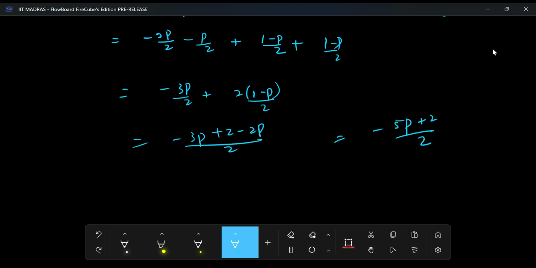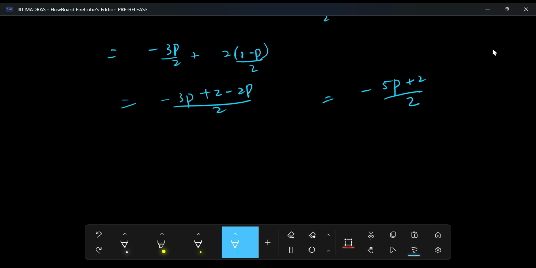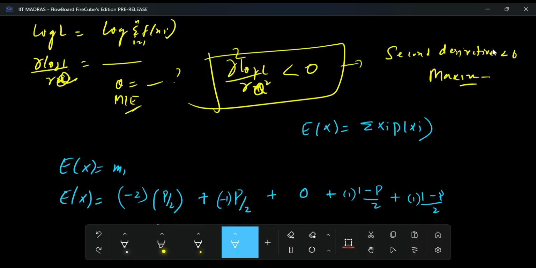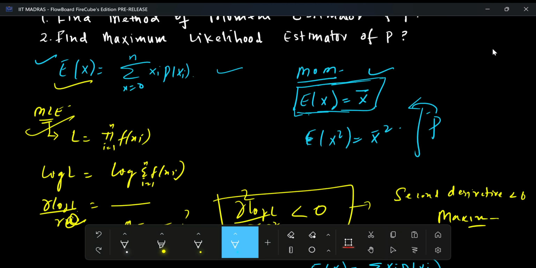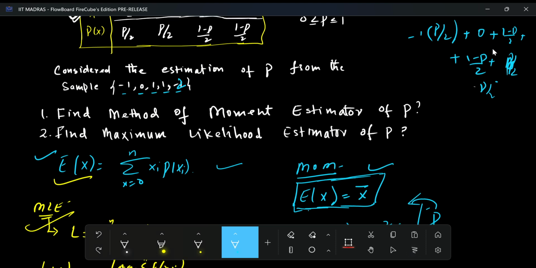So this is (-5p + 2)/2. Clear? Now what's my x bar? That is the sum of observations divided by the number of observations. What's my sum of observations? That is simply 1 plus 1 is 2, 2 minus 2 is 0, minus 1. That is -1 upon 5, the number of observations being 5.